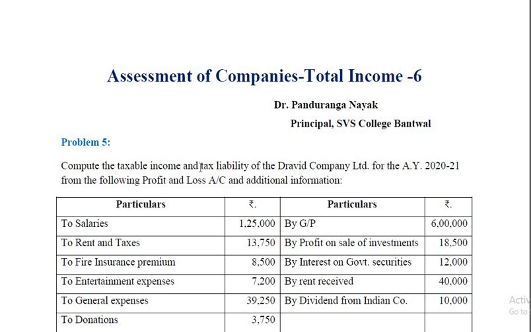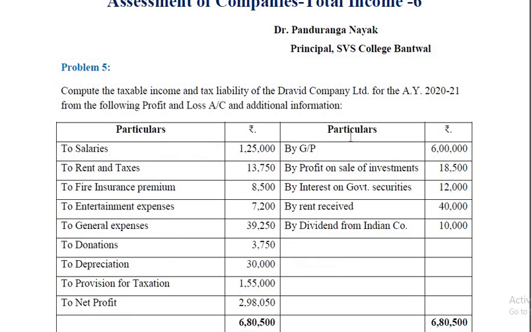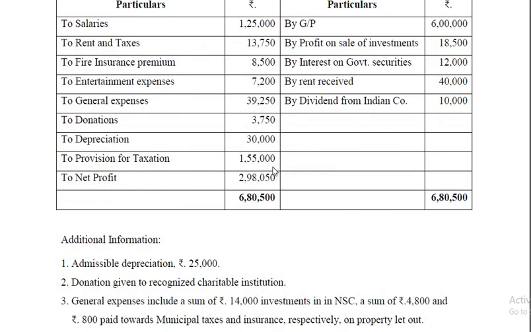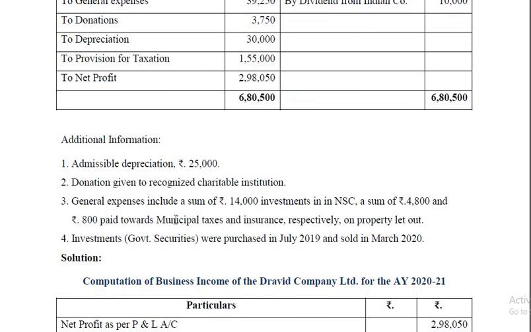Alright, we'll take up one more problem. We are going to calculate taxable income or total income and the tax liability of Dravid Company Limited for the assessment year 2020-21. Profit and loss account is given and then additional information is also given. Let me explain the additional information, and in the meantime the related item in the profit and loss account also I will explain.